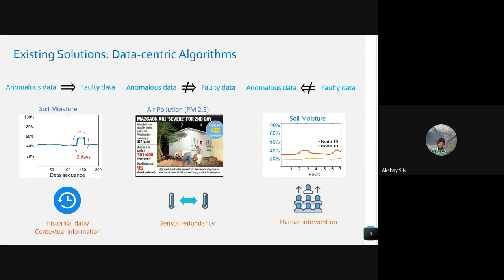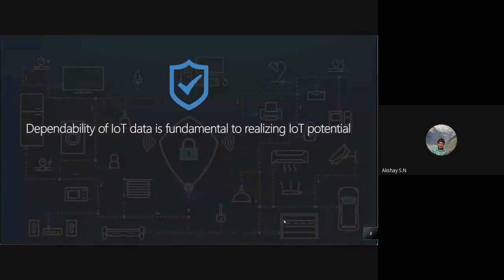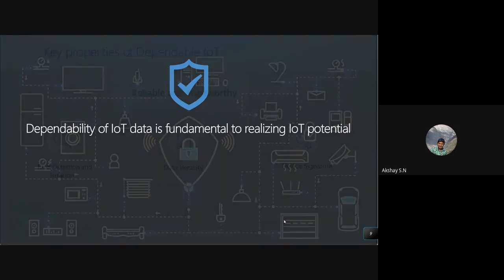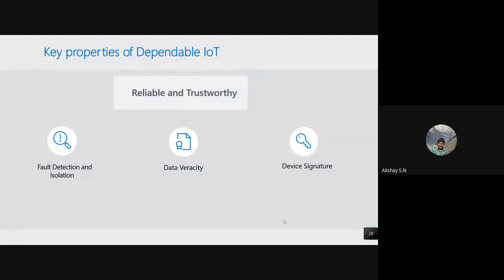Which again becomes infeasible. So the key point is that dependability of IoT data is fundamental to realize the IoT potential. Especially if you're taking decisions based on IoT data, then you have to be sure that this data is valid data. So what does dependable IoT mean? Dependable IoT means any device which is both reliable and trustworthy.